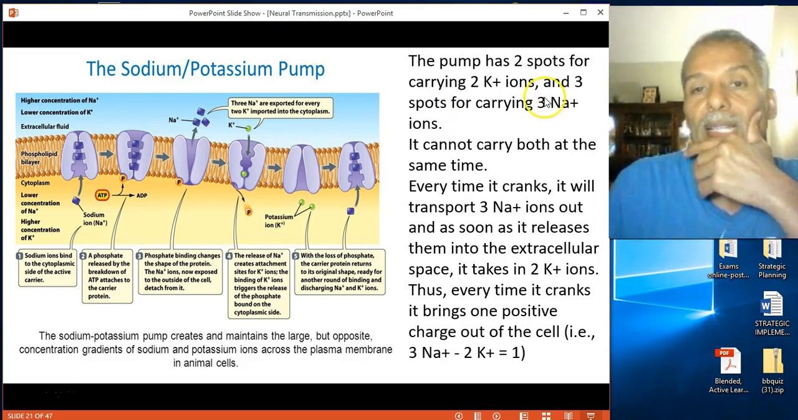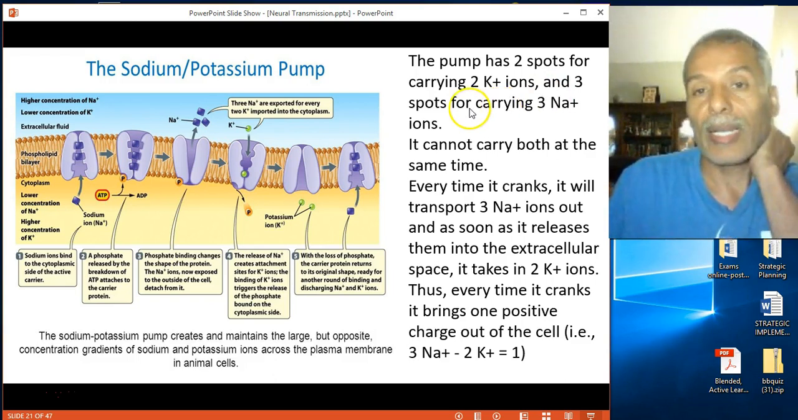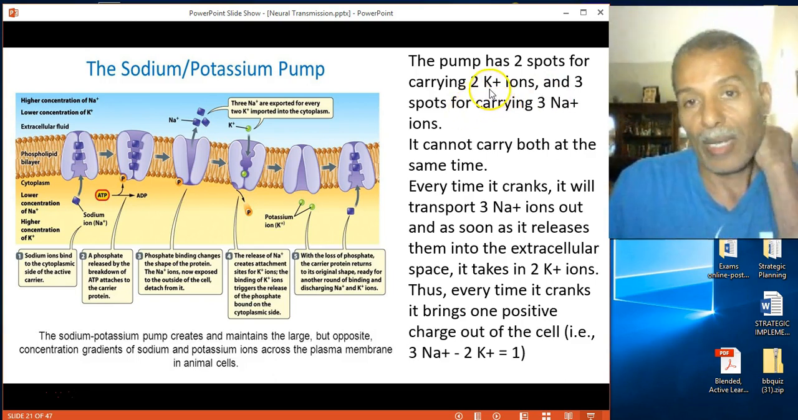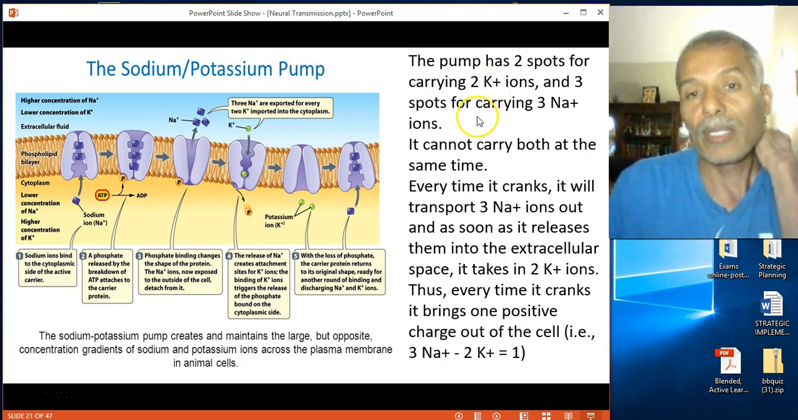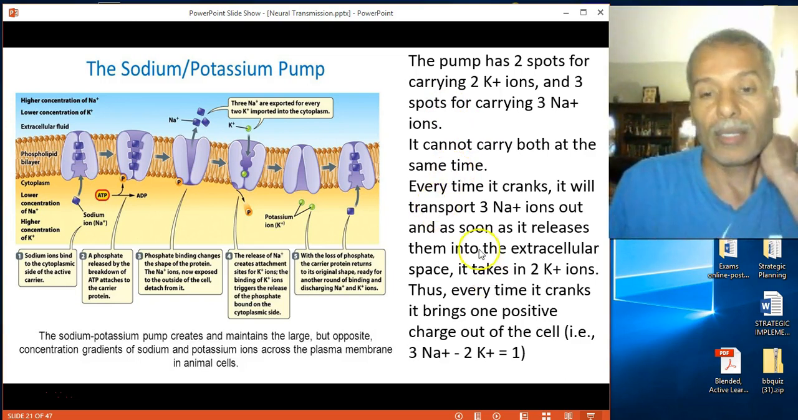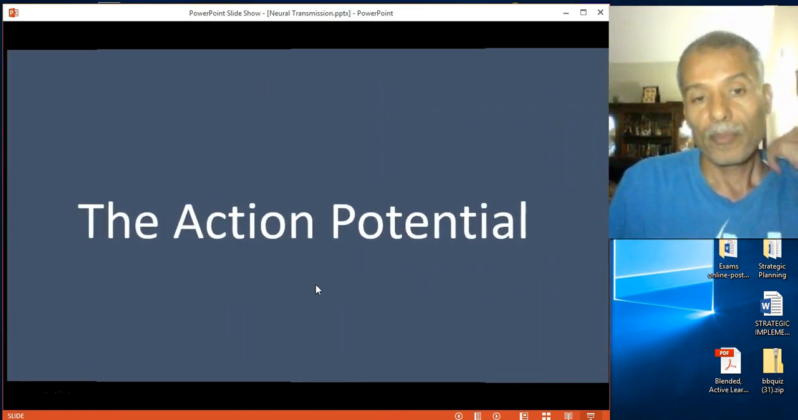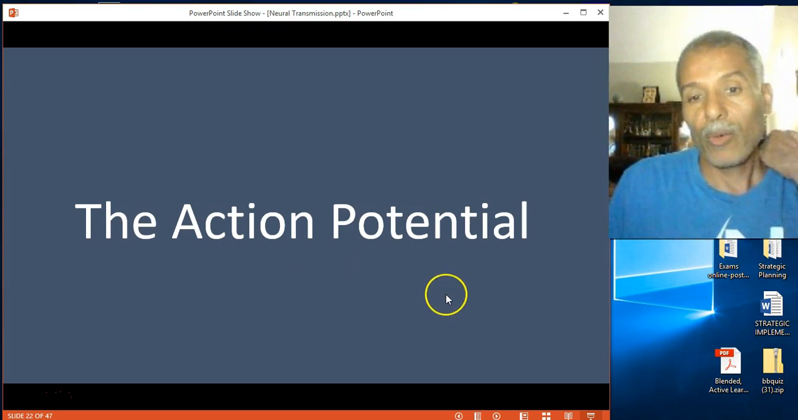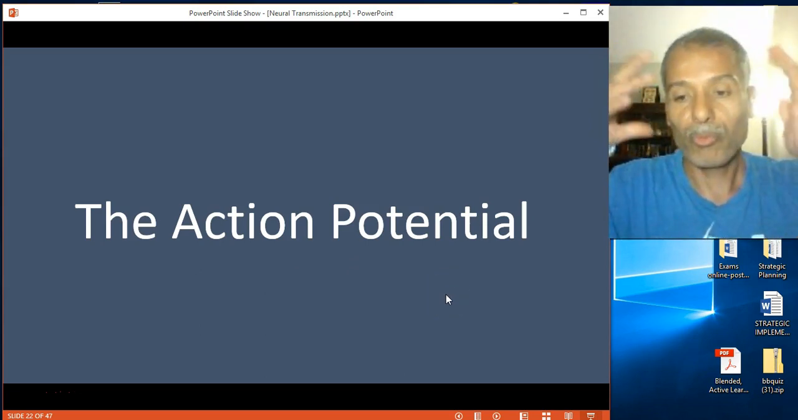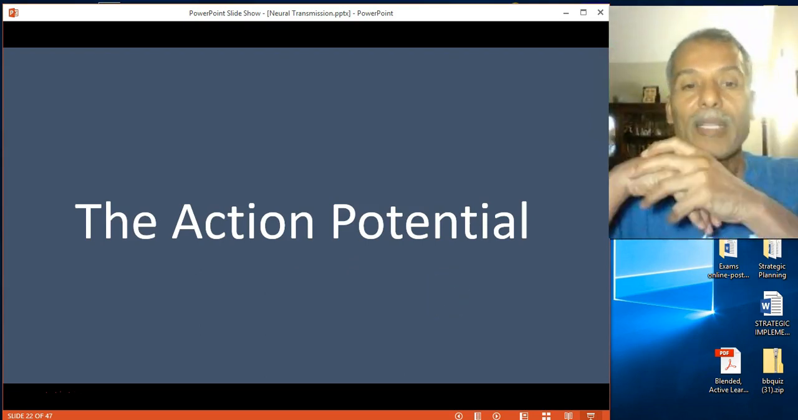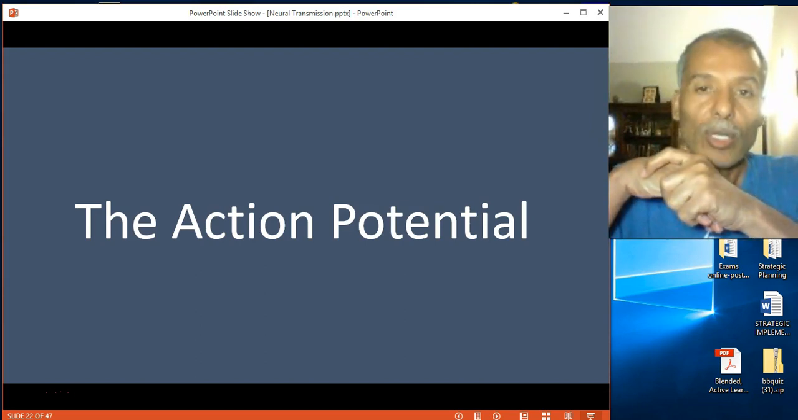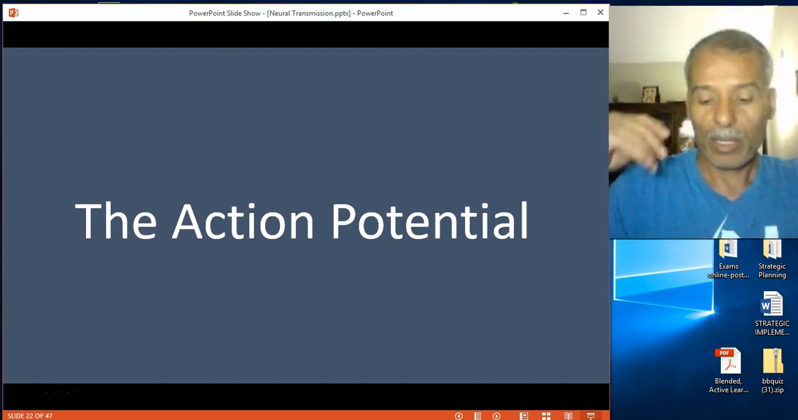So I'd like you to understand how many K plus ions it will take in, how many sodiums out, and some basic calculations. The steps are here, and how the pump actually functions. I know this segment is a little bit too technical, but it is very important so that we can understand how neurons fire, and then go to bigger areas.